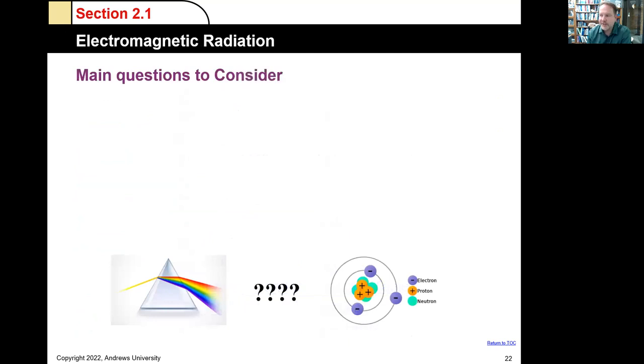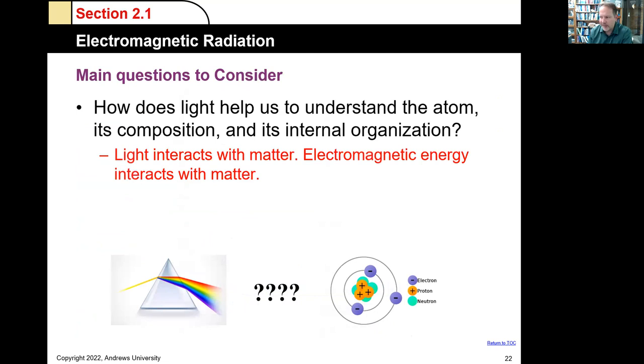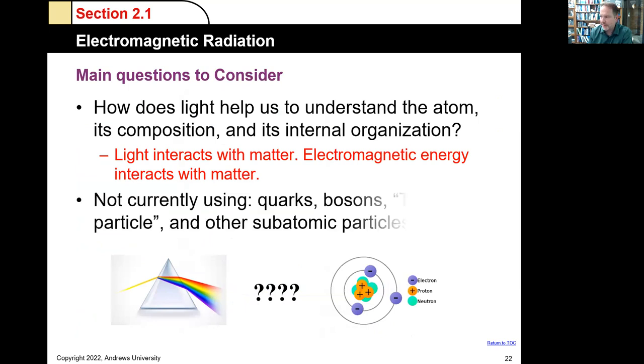All right, so how do we understand light? Well, we've got to understand electromagnetic radiation. Electromagnetic radiation is the energy of this entire spectrum that includes light. So we're going to look at the electromagnetic spectrum now.